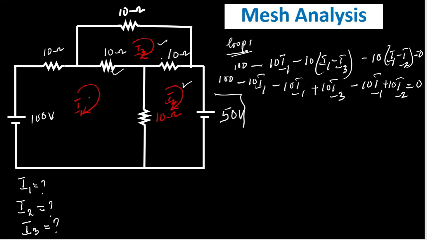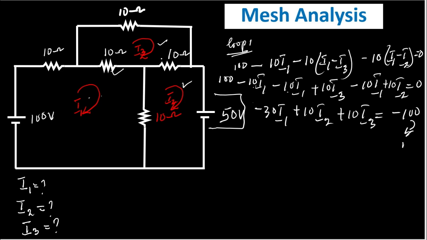Finally, I'll take 100 to the other side, so let's leave 100 first. I have minus 10 I1, minus 10 I1, and minus 10 I1. That makes minus 30 I1. The next is I2: I just have plus 10 I2 plus 10 I3 equals minus 100. I'll tag this my equation 1.